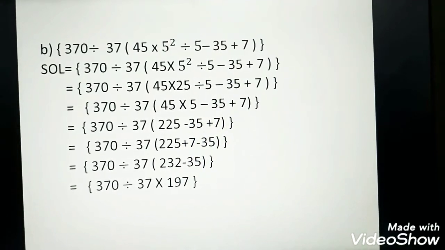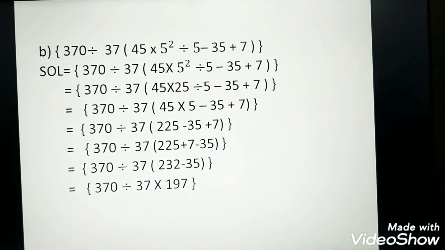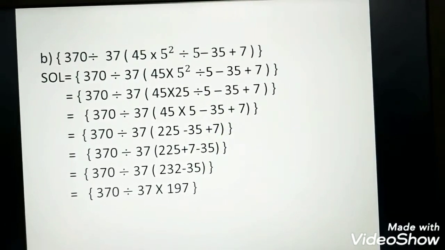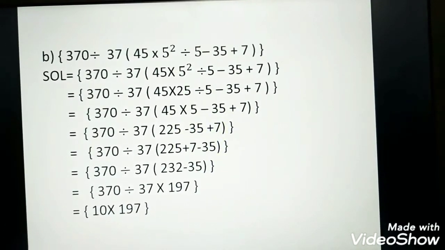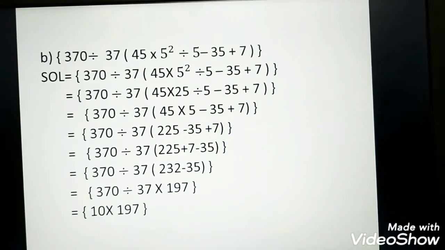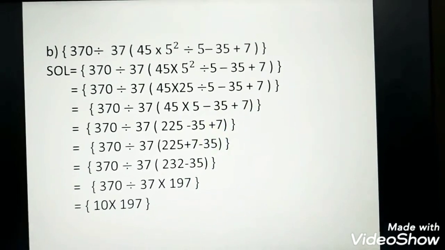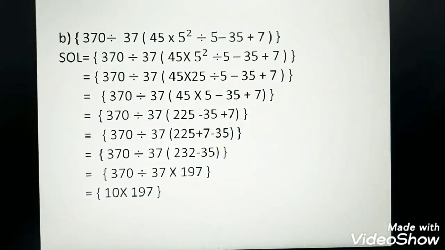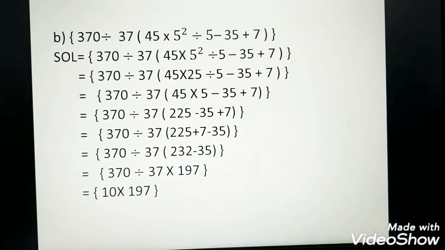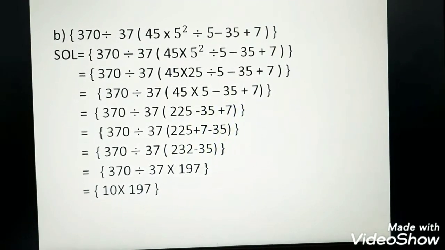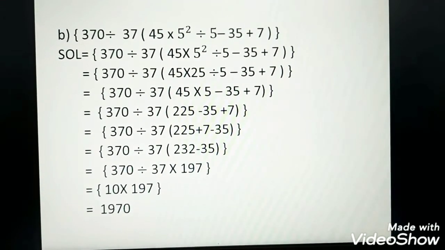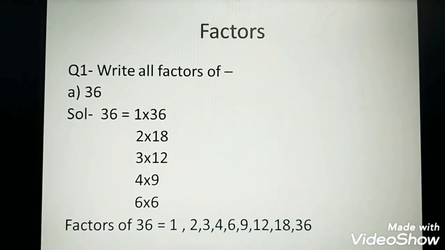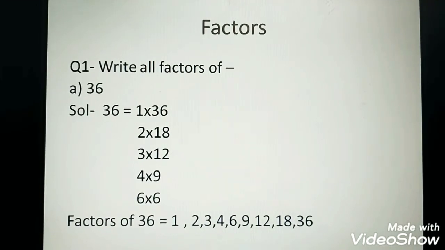Now you can see there is no sign between 37 and the parenthesis. So what will their sign be? A multiplication sign. Now you will solve the parenthesis. Inside the parenthesis, which operation will you solve first of all? Division. So 370 divided by 37, what will we get? 10, and then into 197. Now finally we are going to multiply 10 by 197. The required answer is 1970.